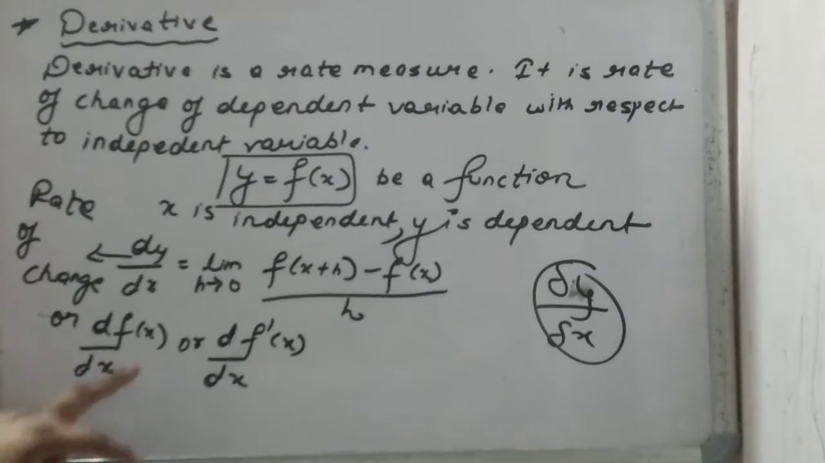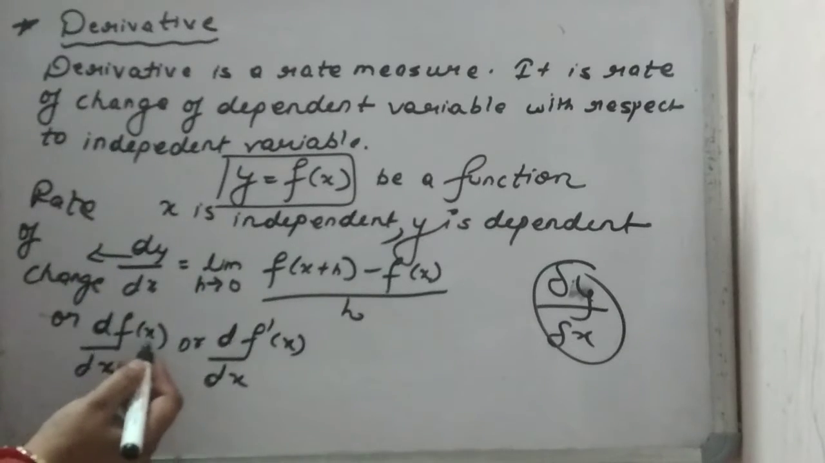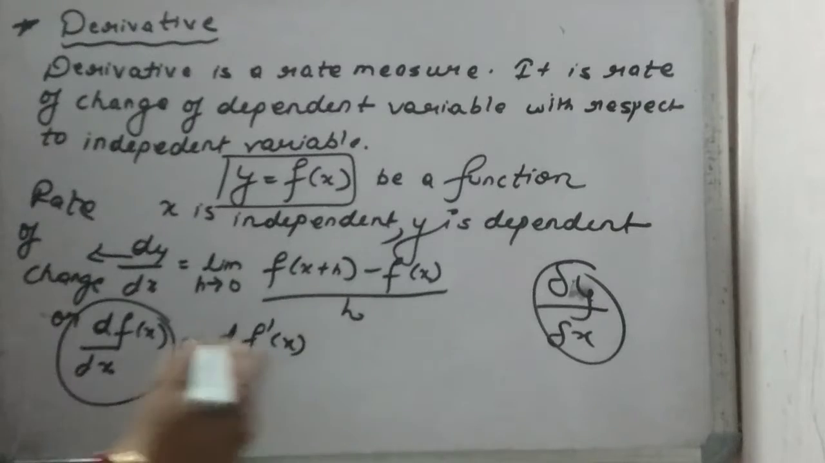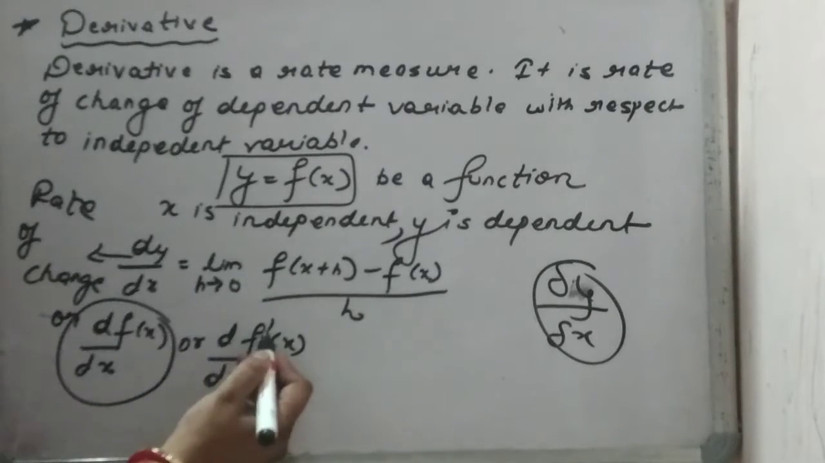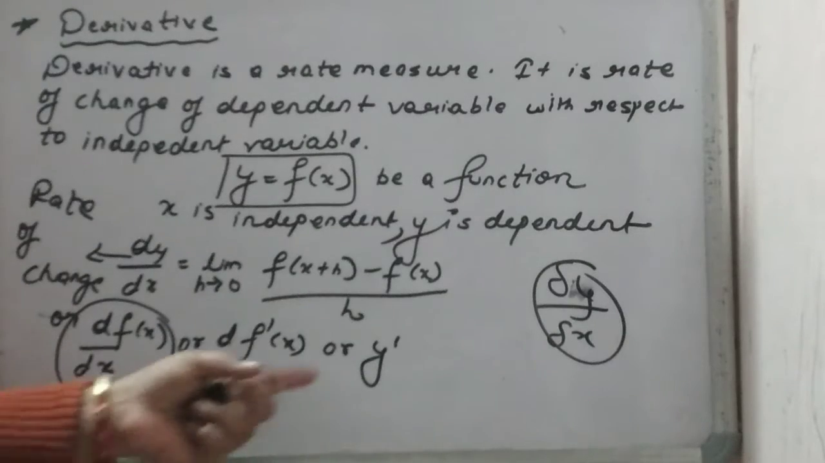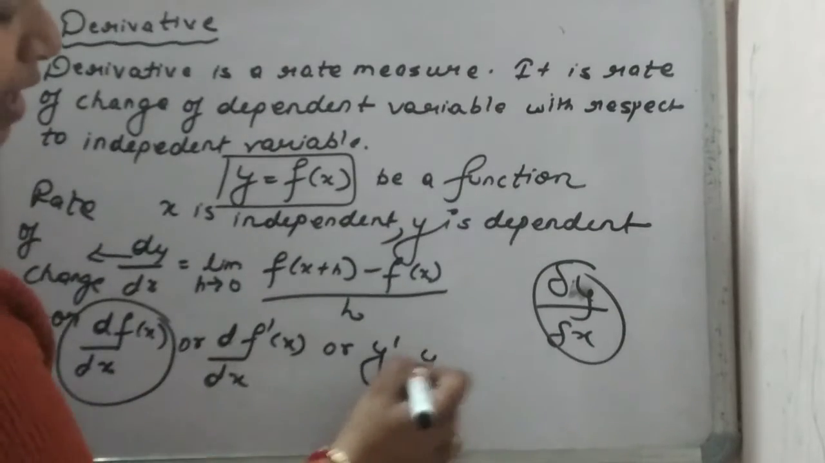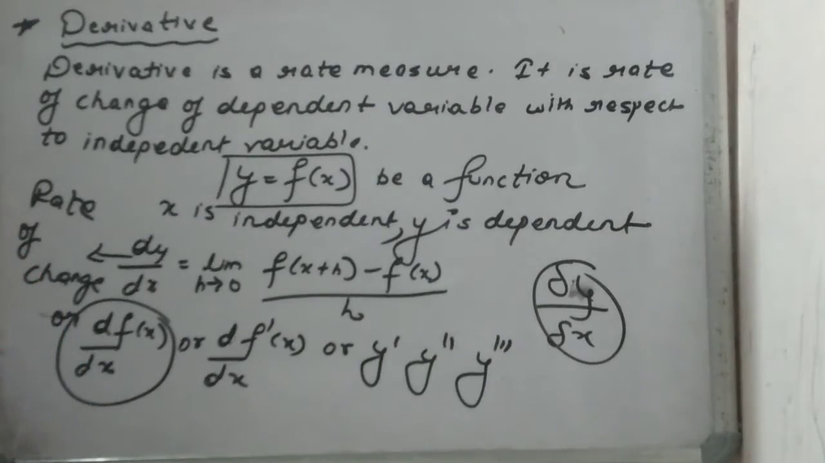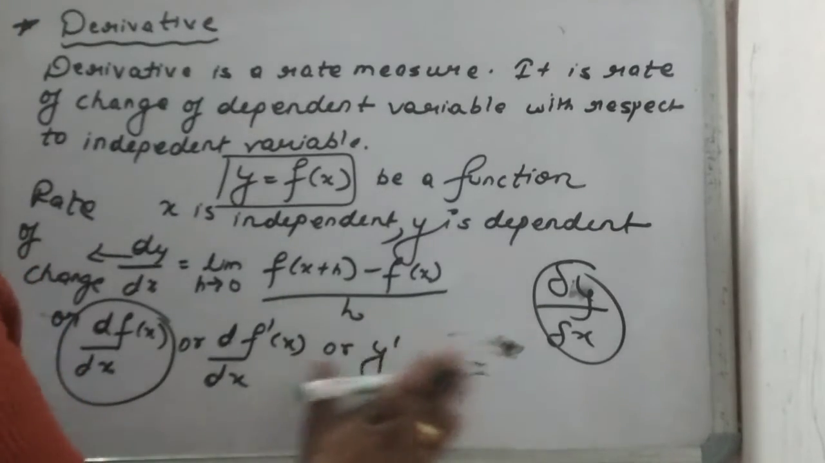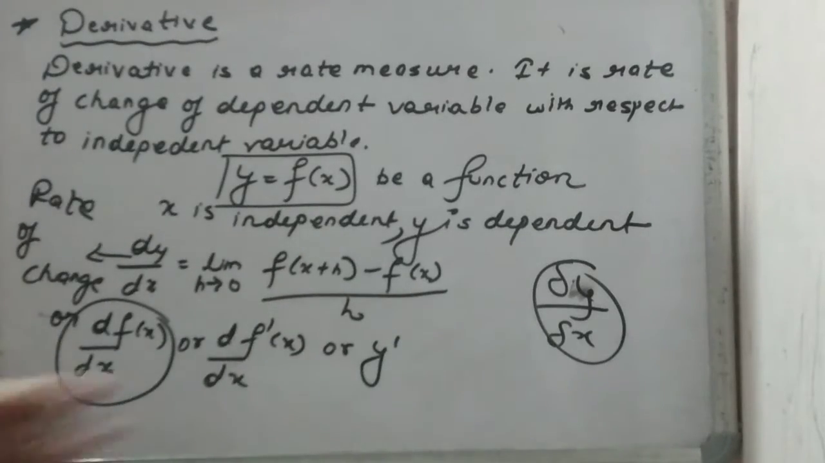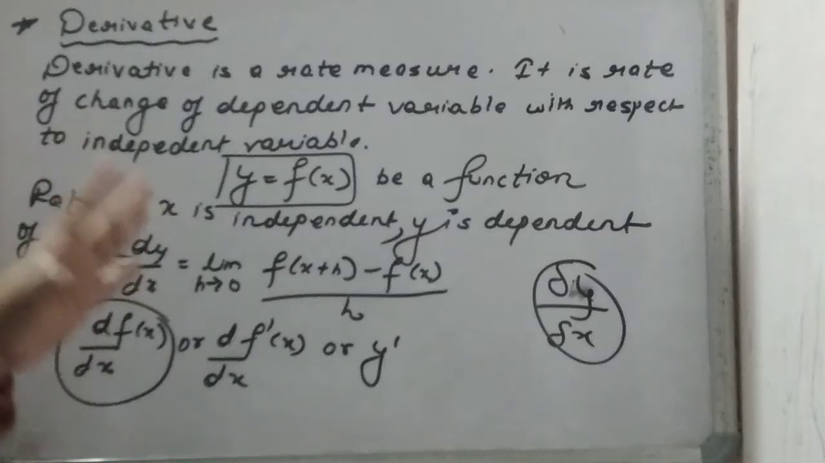Next is this dy upon dx. In the place of y we can write f of x also, and this complete term we can write as f dash x. If you differentiate any function, you can write f dash x, or you can write y dash also. If you differentiate two times, you can write y double dash. Three times, y triple dash. But in your course only one-time differentiation is there, so you have to differentiate only one time in any function.